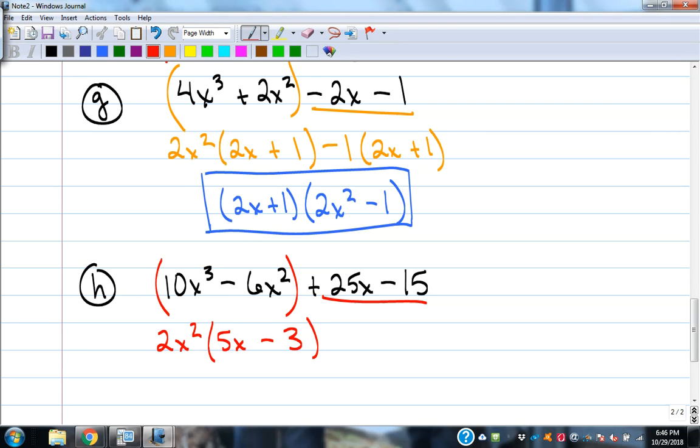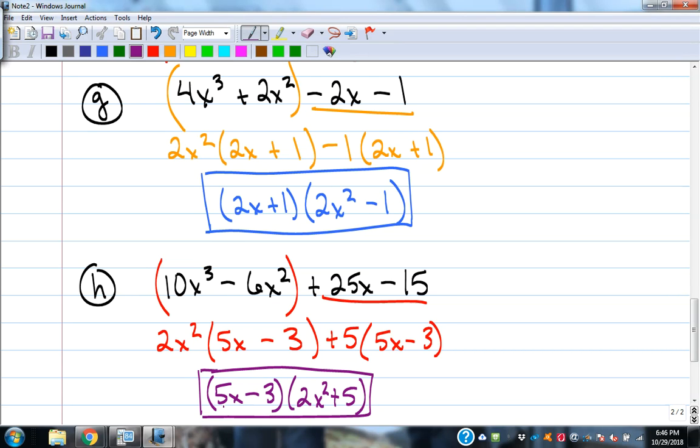What do I pull out of the second group? That leaves the 5x minus 3, right? They match. That means I did it right. My factors at the end. 5x minus 3. 2x plus 5. Good job. 2x squared plus 5. Does take some practice. We're going to get some more practice as we go into the next type.